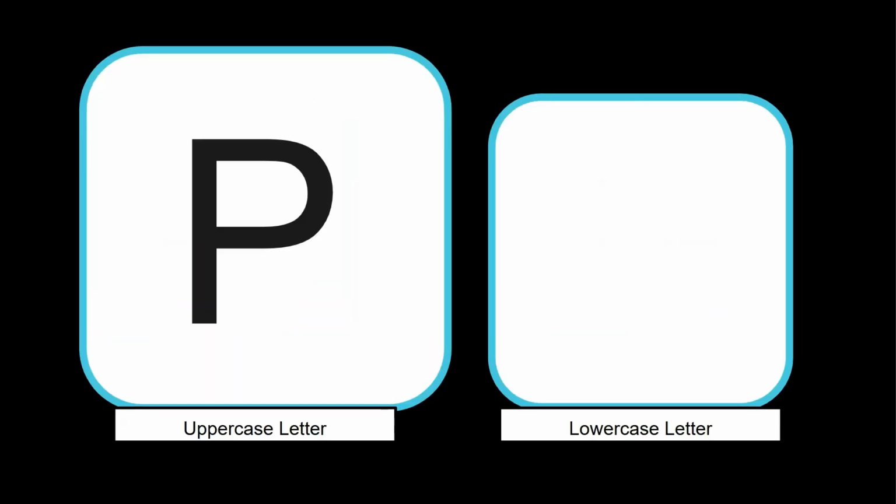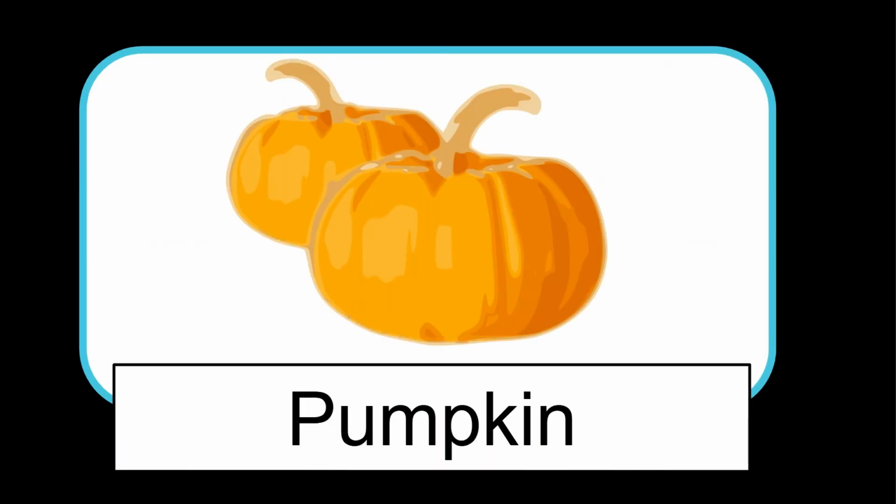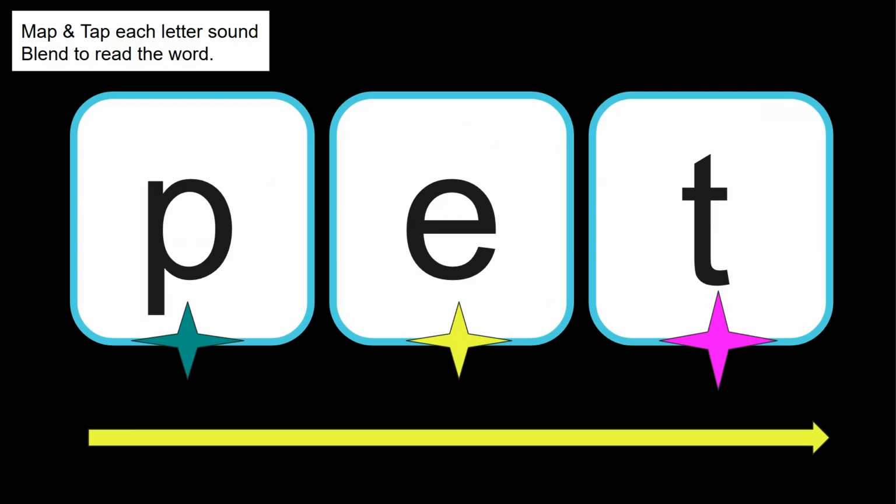Next, we have the letter P. P, and it makes the P sound. Just like in the beginning of the word pump and in the middle of pumpkin. Pumpkin. Let's decode. P-et. Pet.